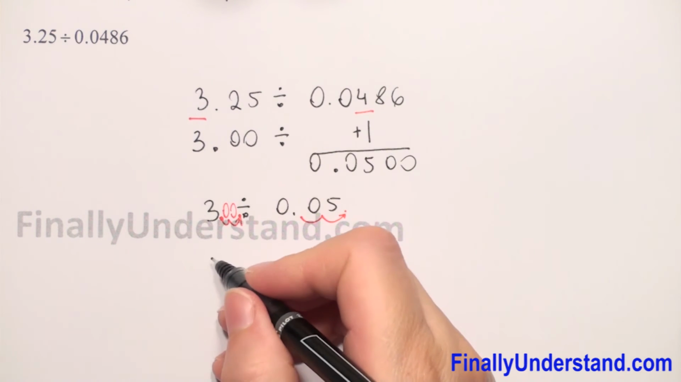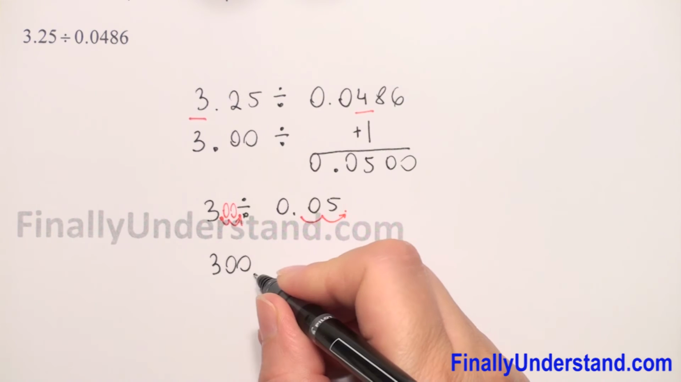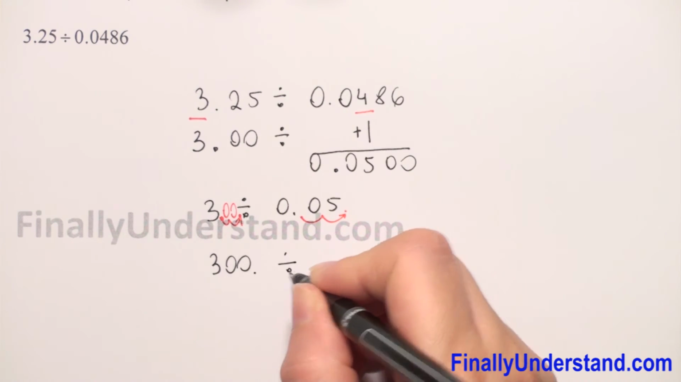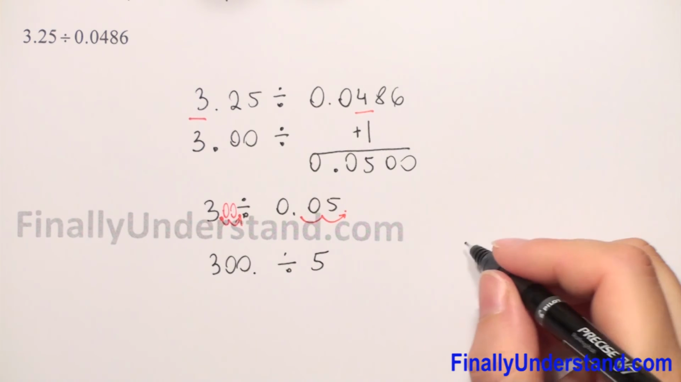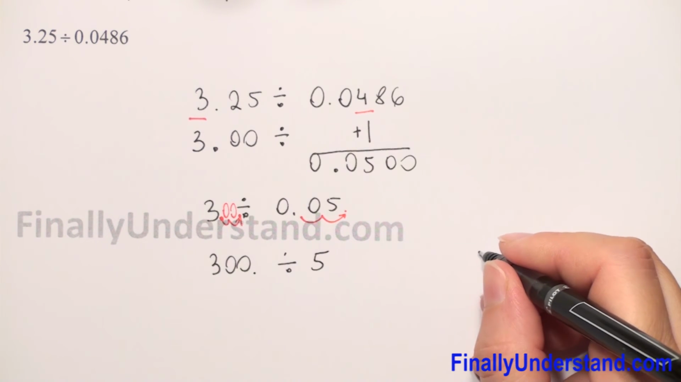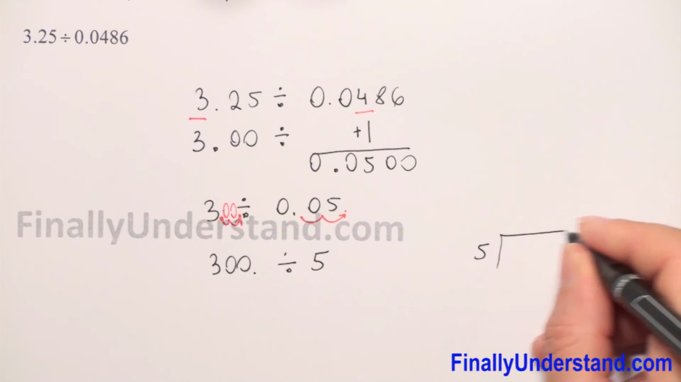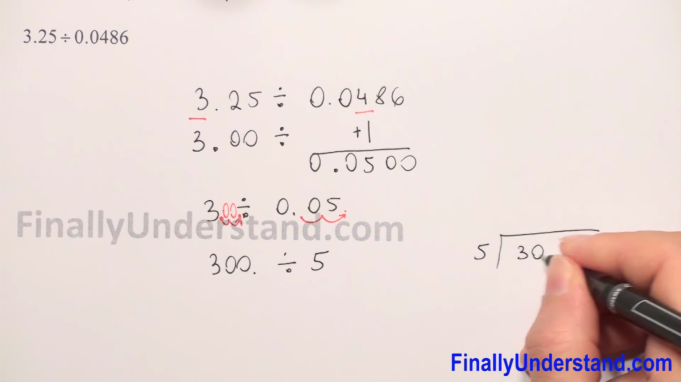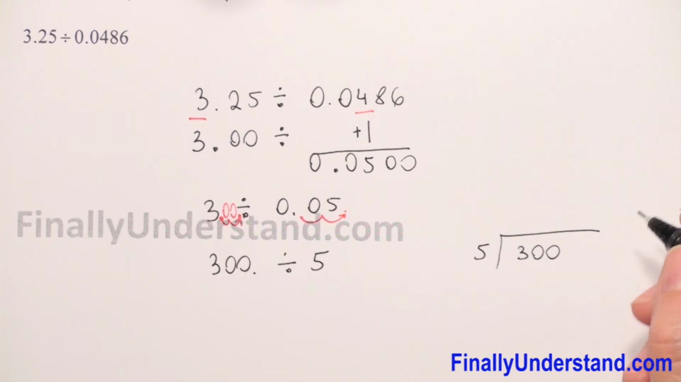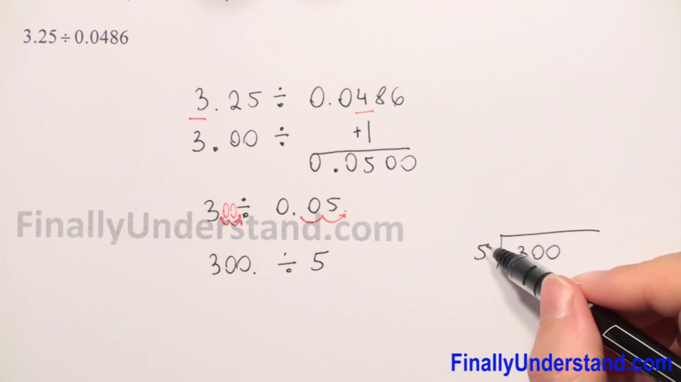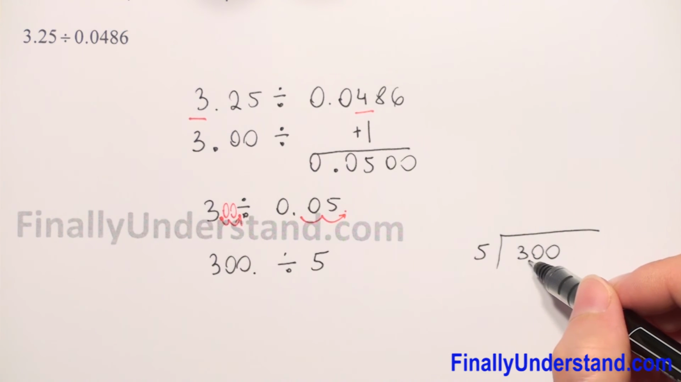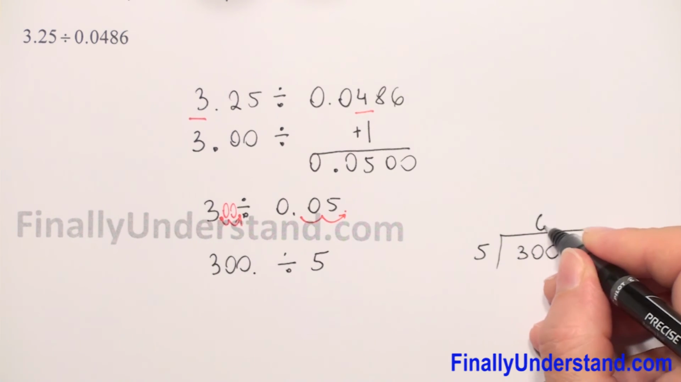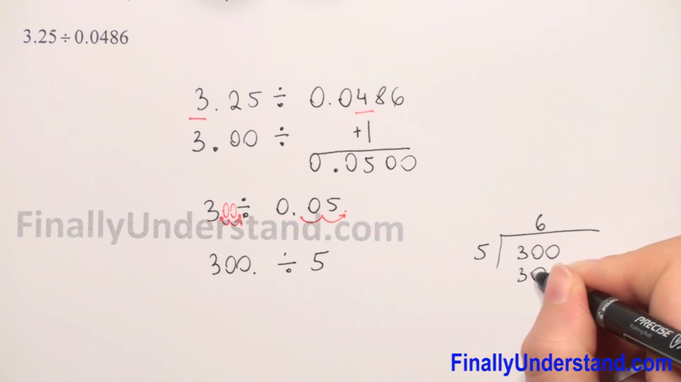So let me rewrite this. We have 300 decimal point divided by 5. So let's do this. We can set up long division. We have divisor 5, a whole number, and 300 our dividend. So how many times does 5 go into 30? Because into 3 we cannot do. It is 6. 6 times 5 is 30.